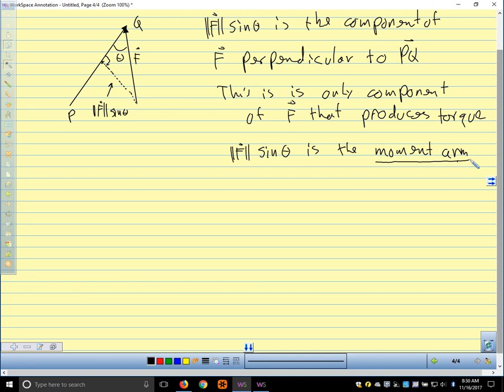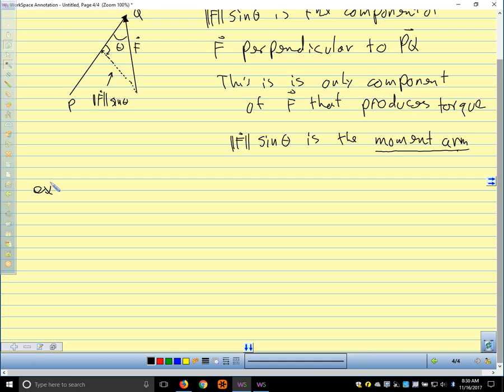I remember learning about torque in physics in high school, and always calculating torque by doing F sine theta. And then when we learned about the cross product, I was like, why did we ever do F sine theta? Why didn't we always do the cross product?